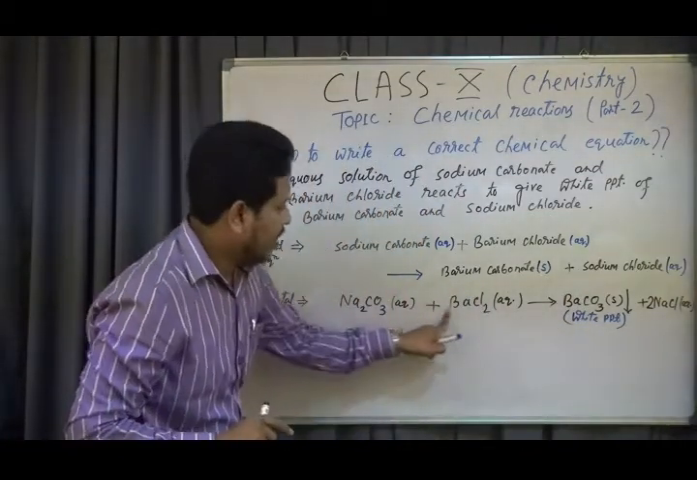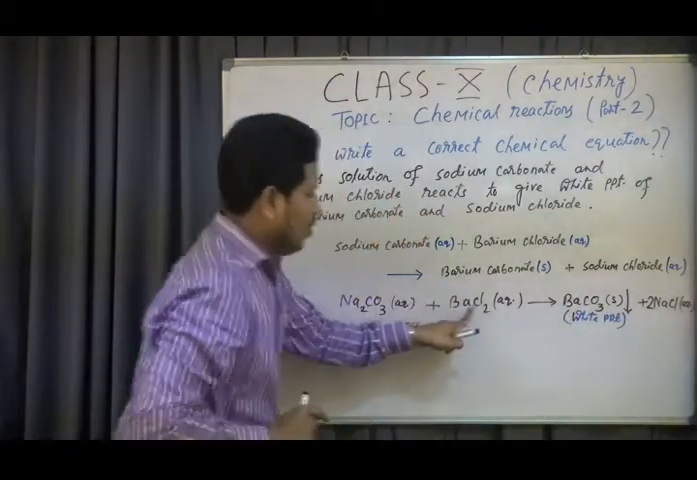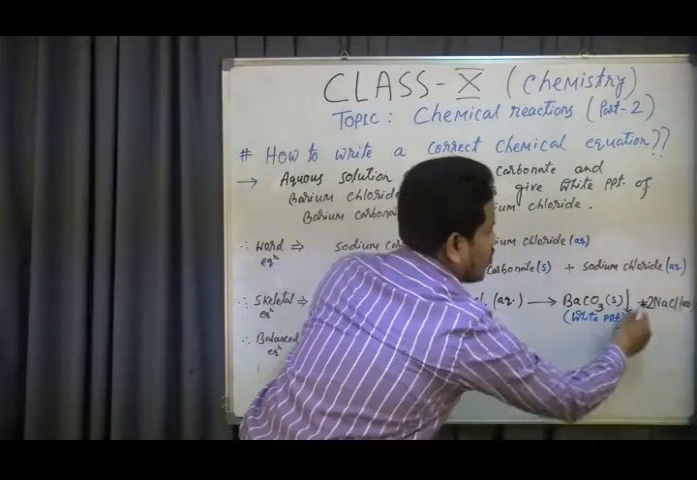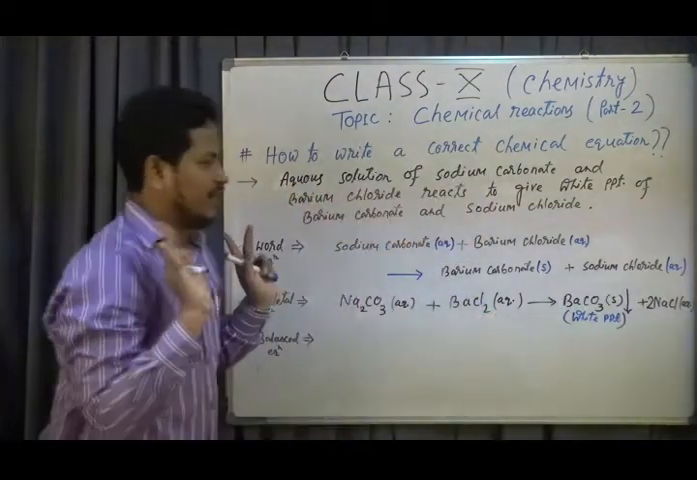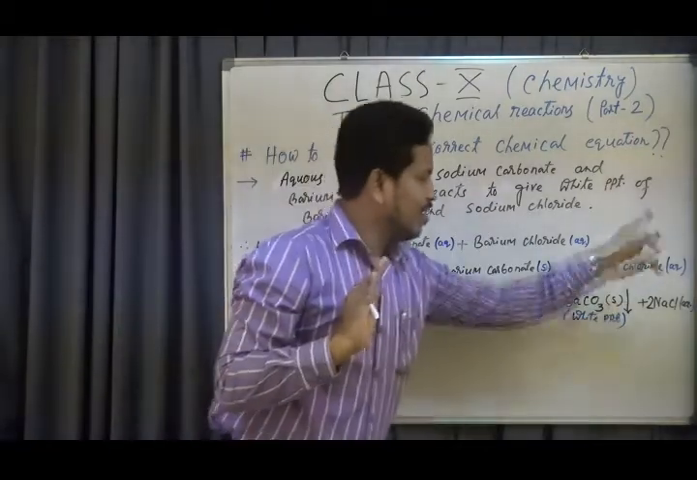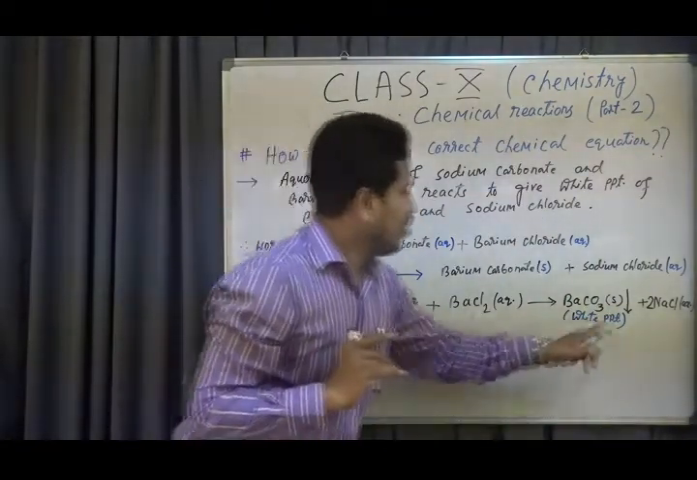Okay, correct. Barium 1 atom, chlorine 2 atoms, coefficient 2. So this is a balanced equation. My dear students, already done. Just coefficient 2 is put here.